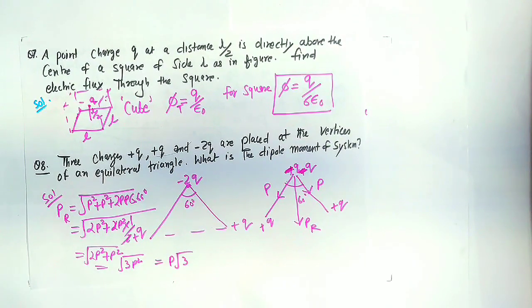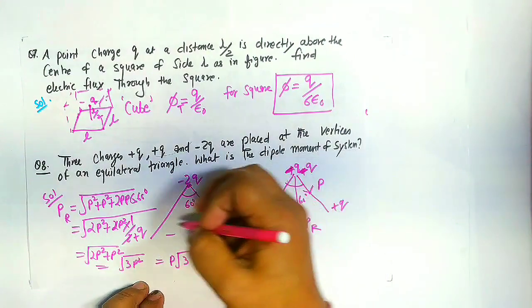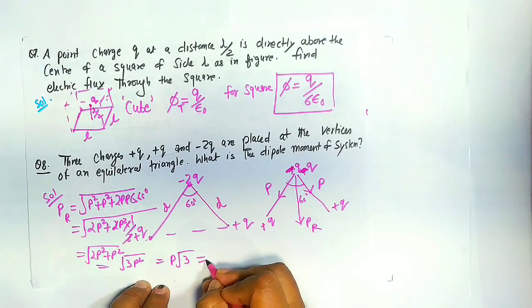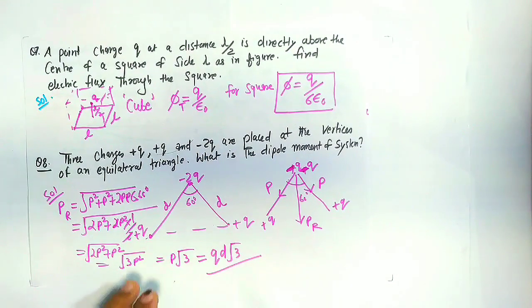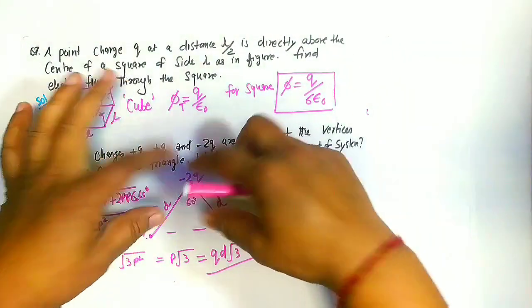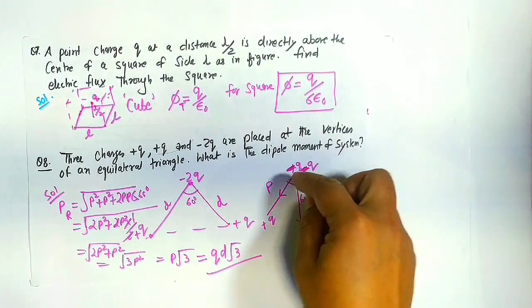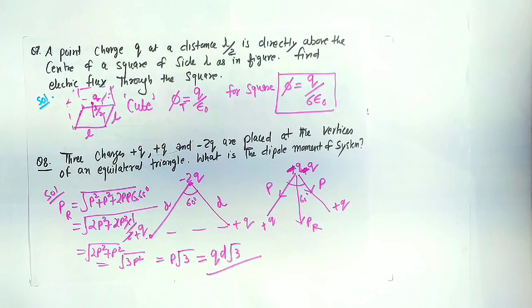And if you want to take it in terms of the distance, say this is D, this is D. So P is what? Q into length. So Q into D root 3. You can write in this way also. So very simple. There are only two dipoles and you can form the dipole and you can get the resultant one. This angle is 60 degree, minus, minus, plus, plus. Got it? So this is question number 7 and 8.